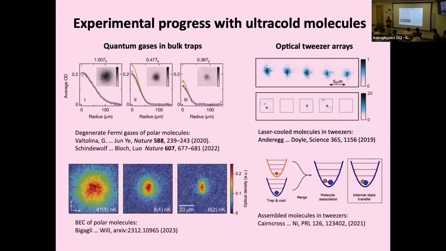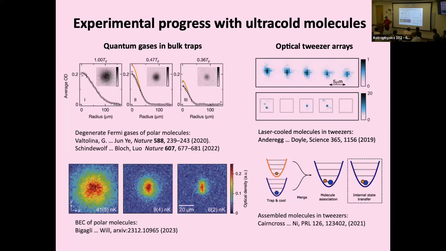Okay, so what's the challenge with working with molecules? Why are there so many fewer experiments on molecules compared to atoms? The challenge is cooling them, right? With atoms, you have these cycling transitions where you can exert radiation pressure forces with light on the atoms and get them very cold. With molecules, it's hard for a generic molecule to find these cycling transitions.